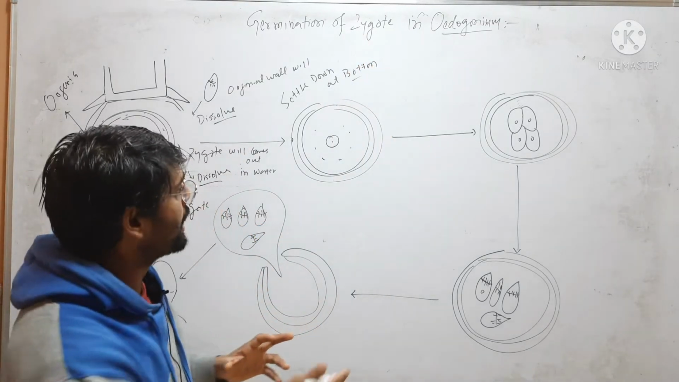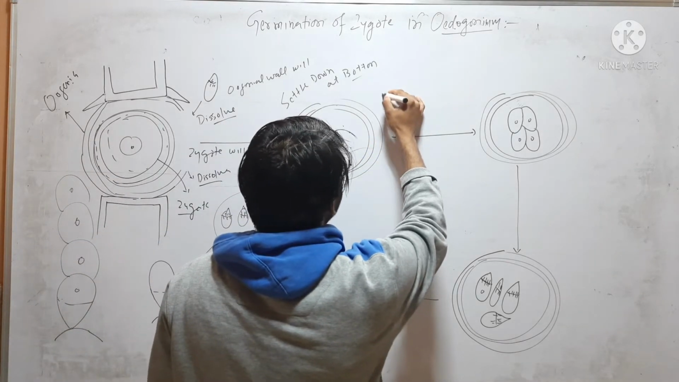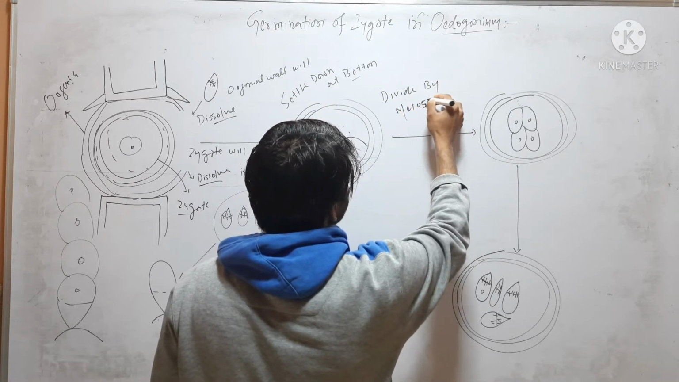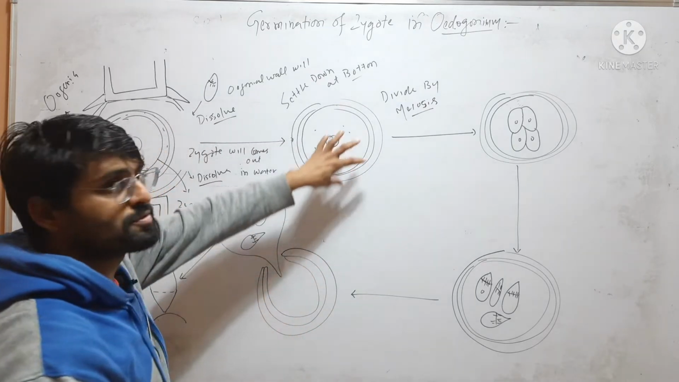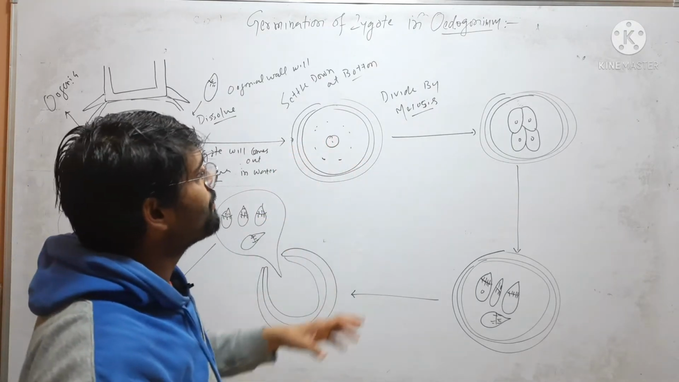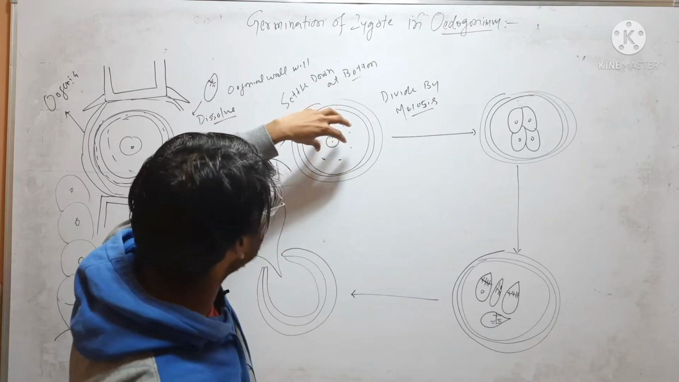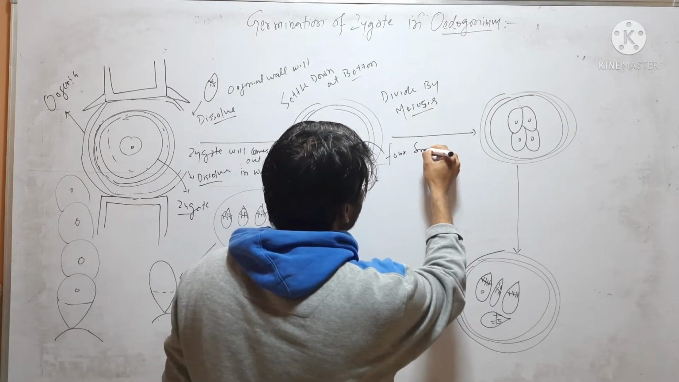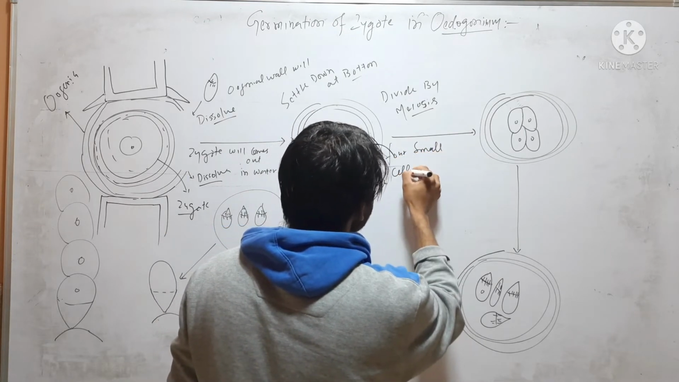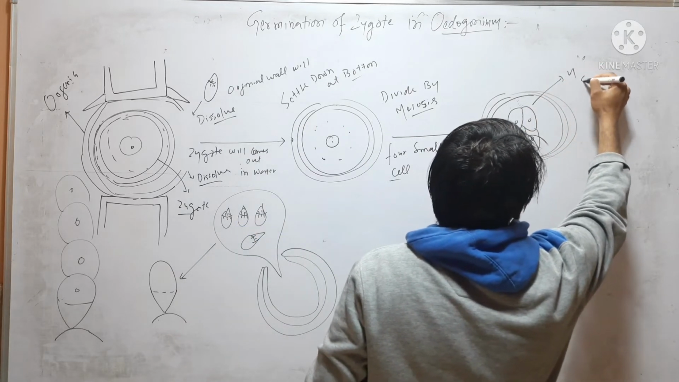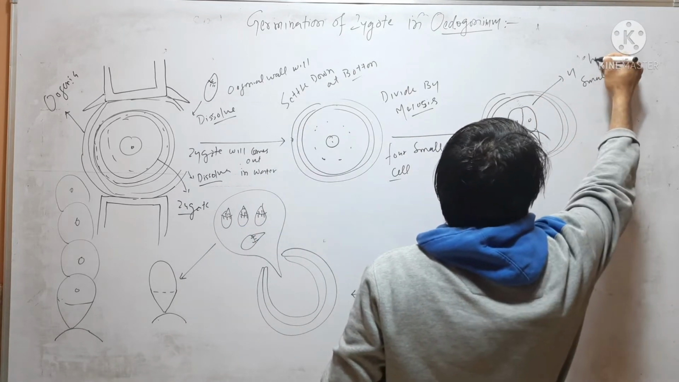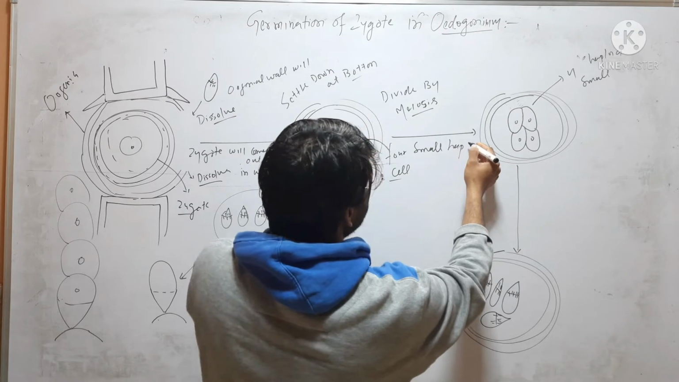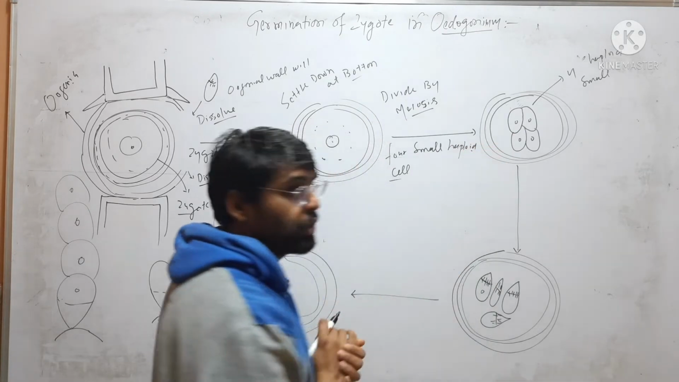After resting for some time, its protoplasm will divide by meiosis. This zygotic cell will divide by meiosis and form four small cells. After meiosis, it will form four small haploid cells.